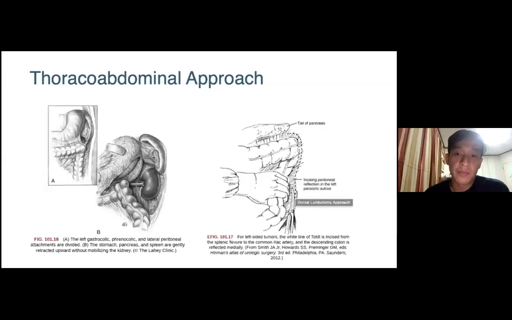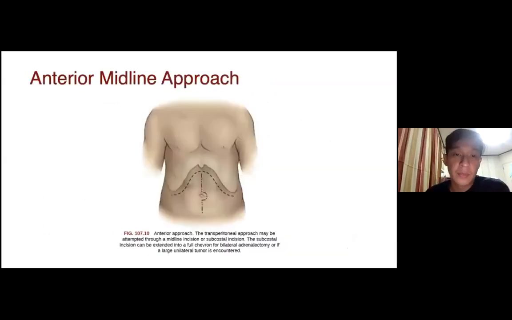So for left-sided tumors, the colon and the tail of the pancreas are mobilized. For the right side, you may also proceed with the Kocher maneuver. Next approach is the anterior midline approach.